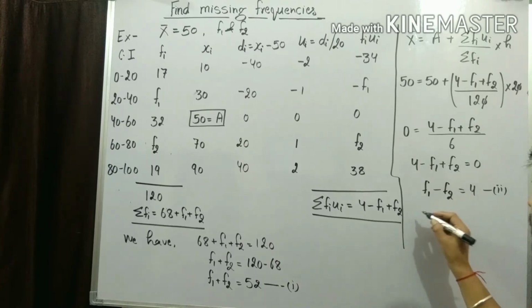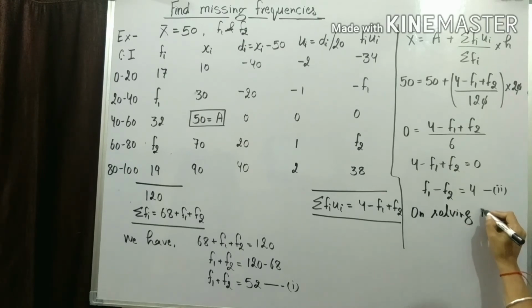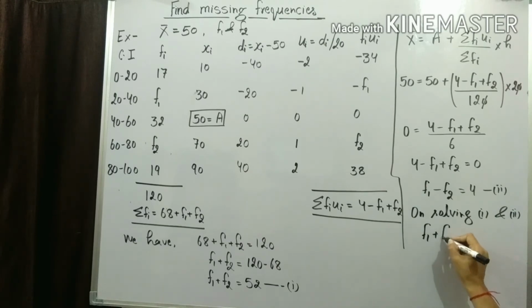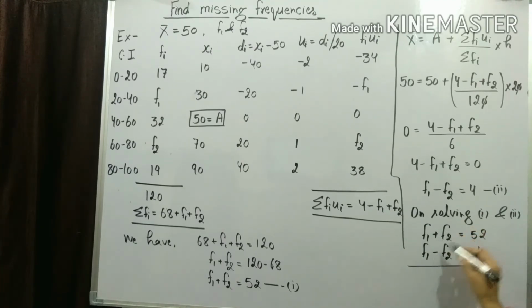So see here how we will find them by solving equations 1 and 2. How are we going to solve? We add both the equations. f1 plus f2 equals 52, and f1 minus f2 equals 4. What happened? f2 is plus in one and minus in the other, so both cancel out, and f1 plus f1 is 2f1, which equals 56. On dividing by 2, f1 is 28. Now we have the first value, f1 is 28.